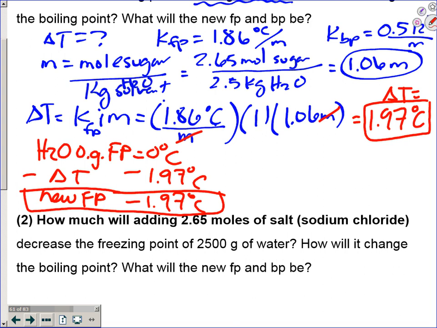Replicate that same process for the boiling point one, because the question did ask for 2. It asked for freezing point and boiling point. So run through the same delta T setup, but what are we changing here? The molality is the same. Now the K value.